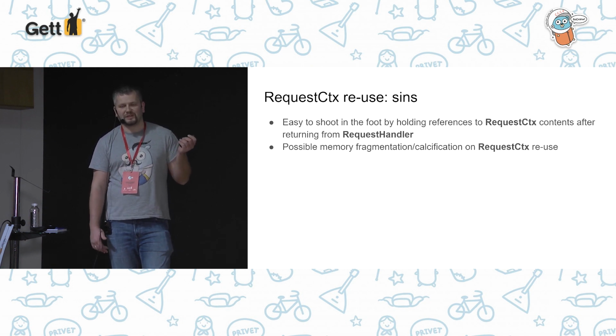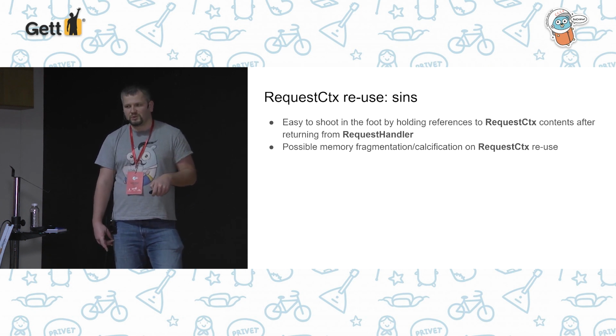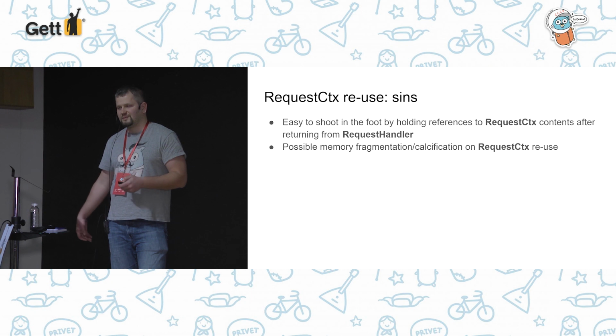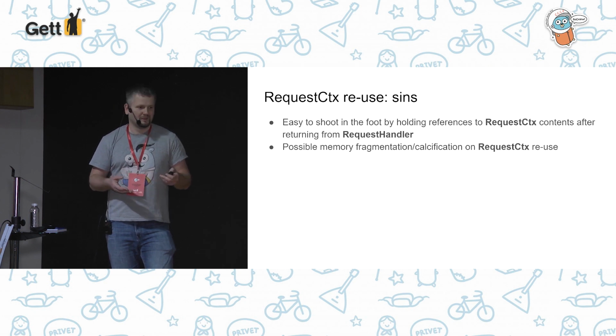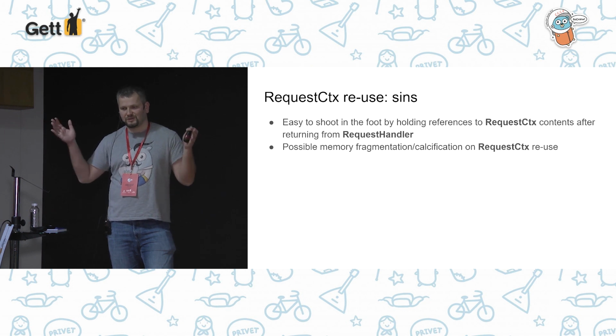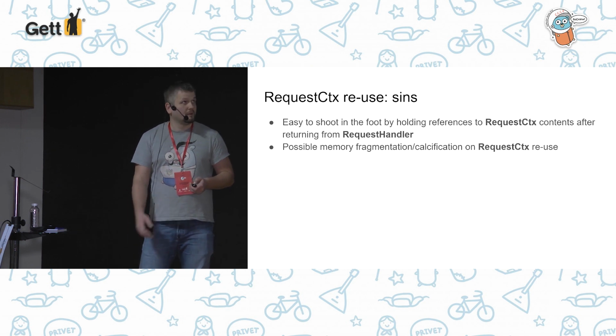And there's also another problem, the same as in the previous case. It's about memory fragmentation. If your RequestCtx object gets some large response body or some other large object, then this large object, when the RequestCtx object is reused next, will keep the memory. So even if you've deleted it, the memory allocated for it will still be used. You have to remember that.